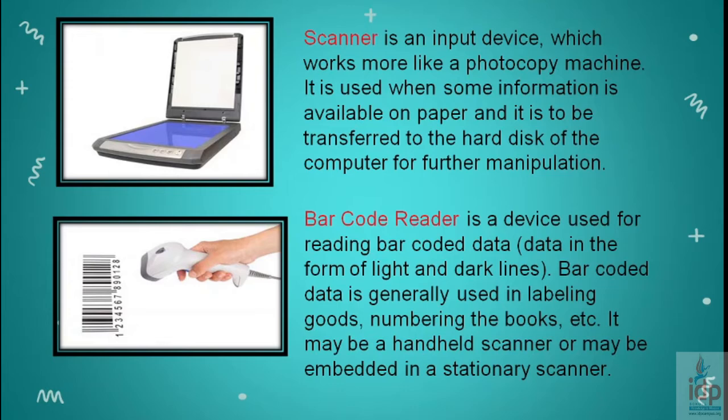Barcode reader. Barcode reader is a device used for reading barcoded data. Barcoded data is generally used in labeling goods, numbering the books, etc. It may be a handheld scanner or may be embedded in a stationary scanner.